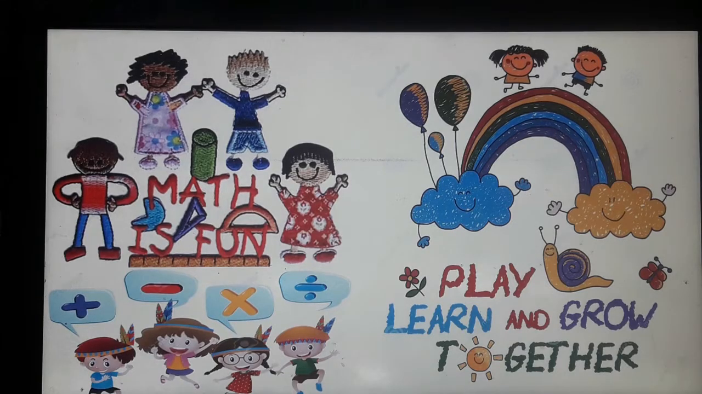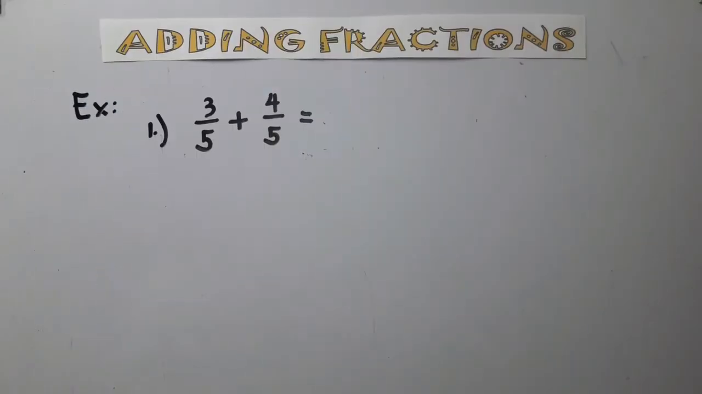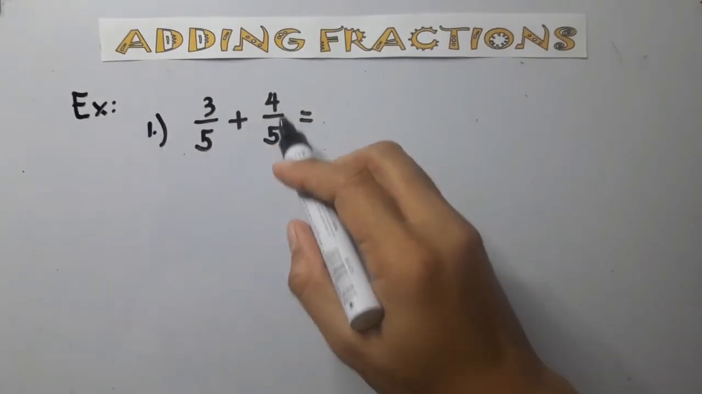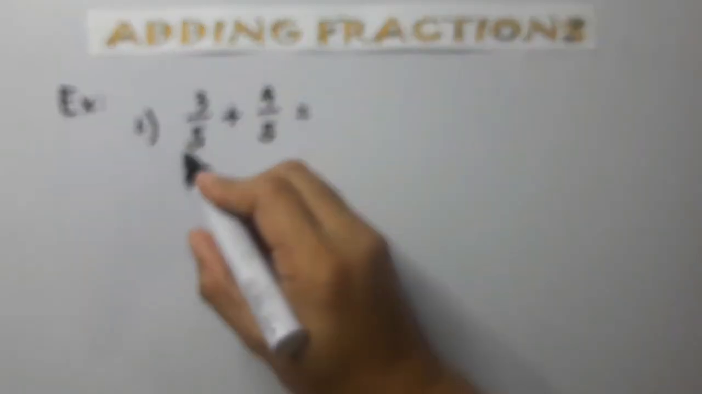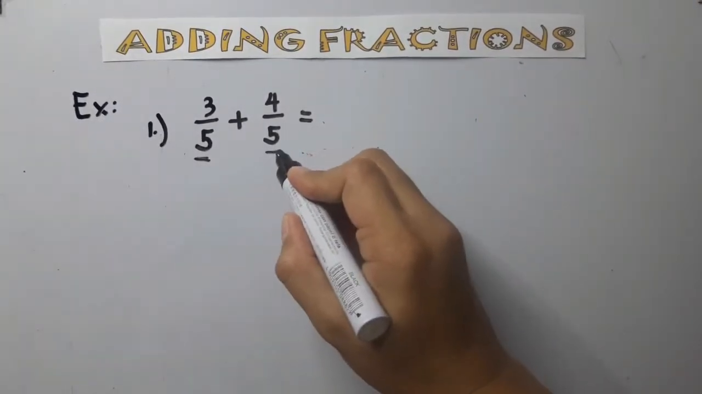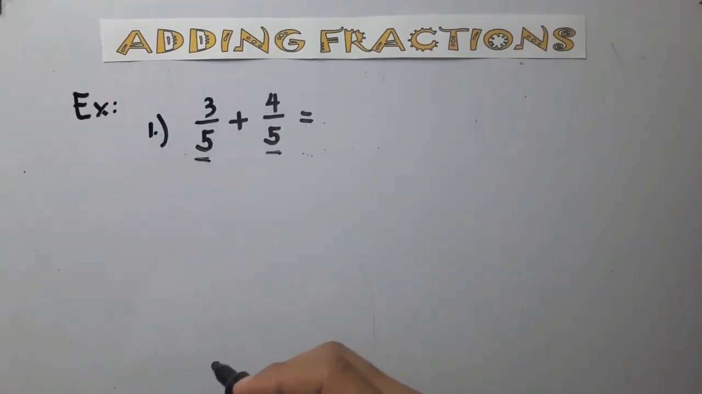For today's video, our lesson is adding fractions. Our first example is 3/5 plus 4/5. You notice that their denominators are the same, so therefore, these are similar fractions. If the denominators are the same, or similar fractions, you can add them directly.